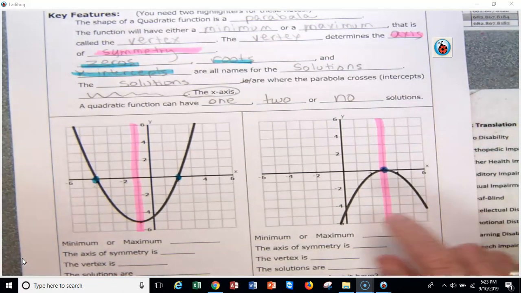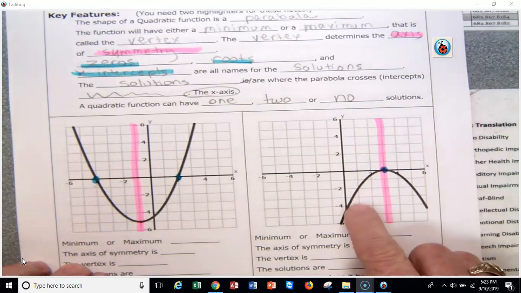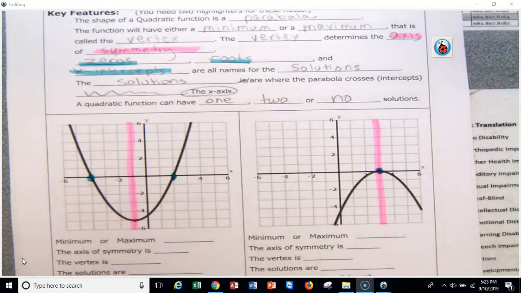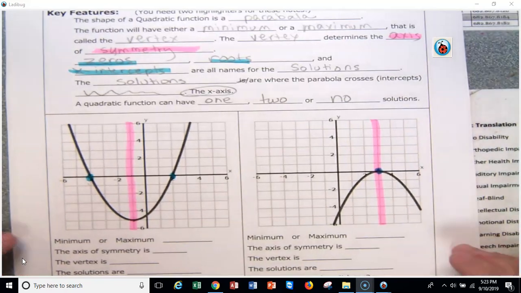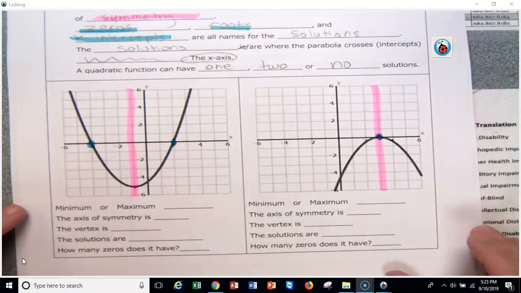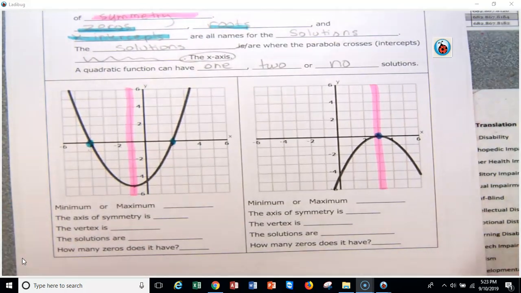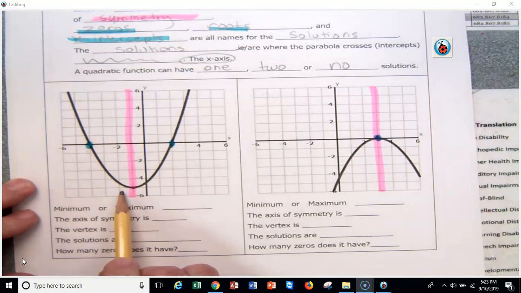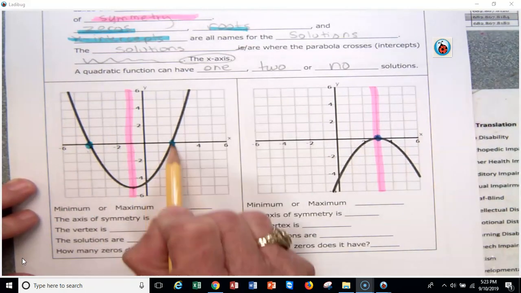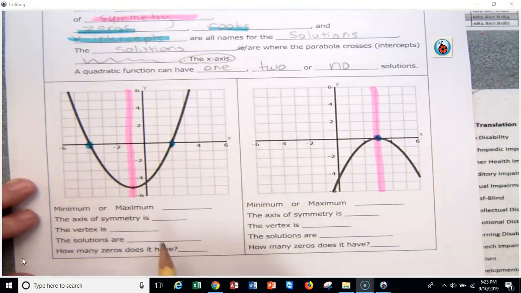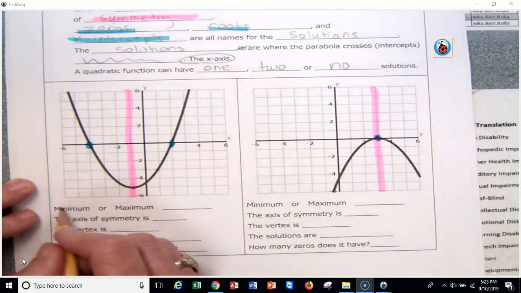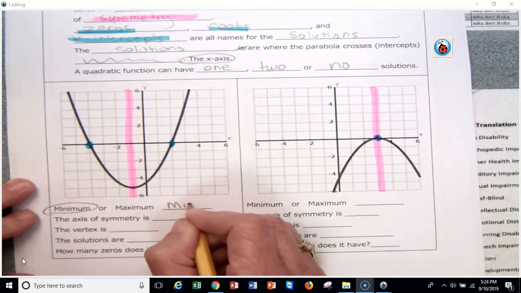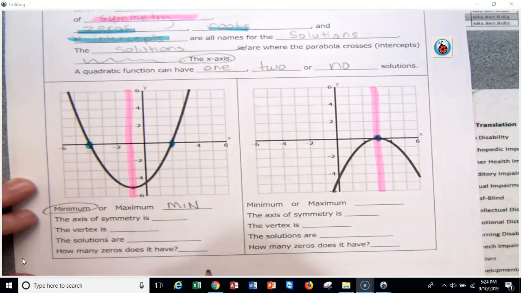If the parabola were down here and the maximum were down here and didn't intercept the x-axis, we would say it had no, or zero, solutions. So let's look at the questions and see what we can come up with. Does this particular function have a maximum or a minimum? Well, it has sort of the smiley face, and so the smiley face means it has a minimum. It has a low point. So you can always abbreviate that as min if you'd like.